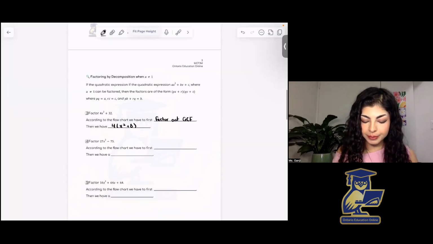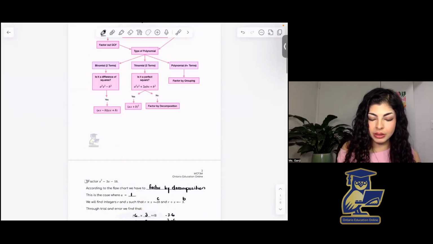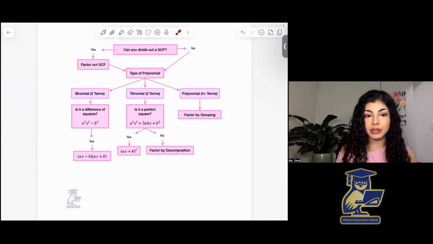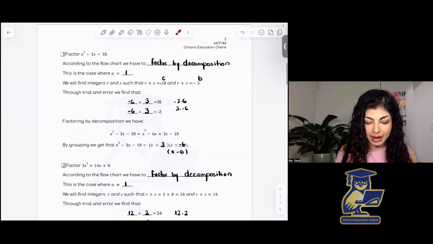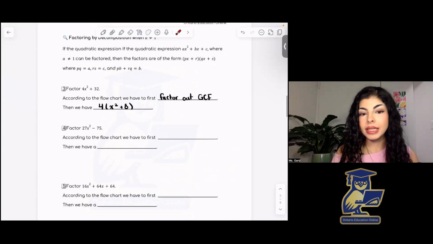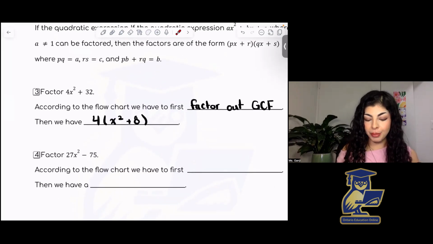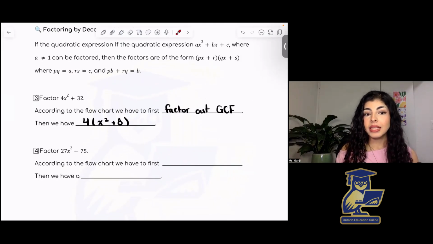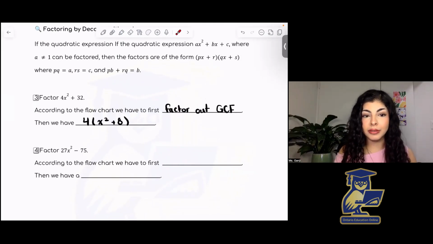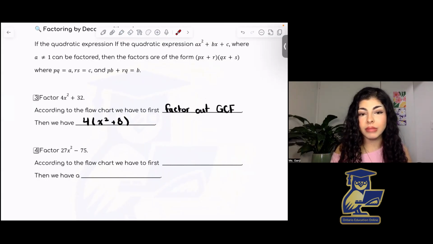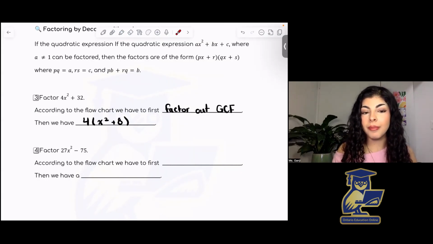This is now a binomial because x squared plus 8 is only 2 terms. According to our flowchart, for binomials, we are checking if it is a difference of squares. So already here, x squared plus 8, I don't even have to check for the perfect squares, simply because this is not a subtraction. It's not a difference. It's an addition. So that's it. You would be done here. There's nothing else we can do.